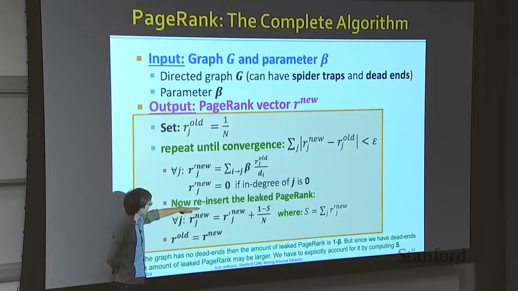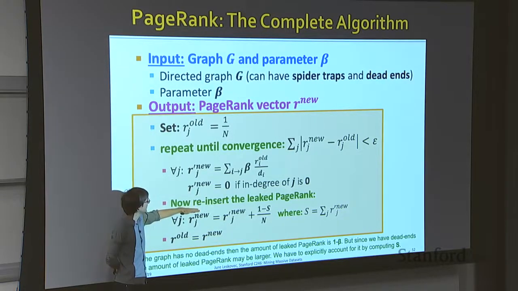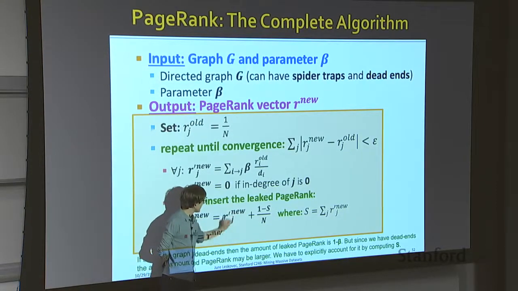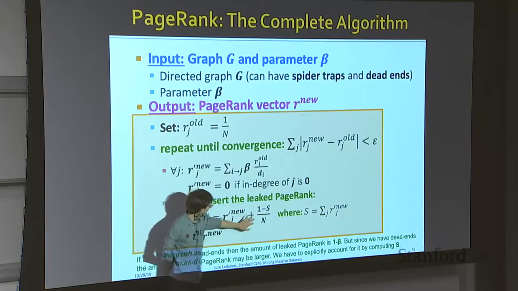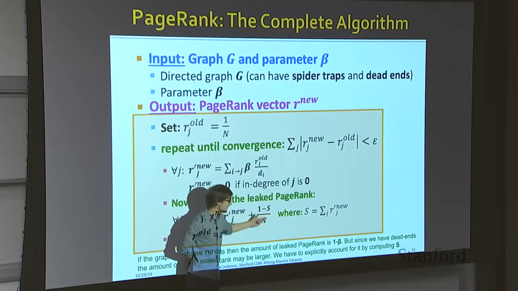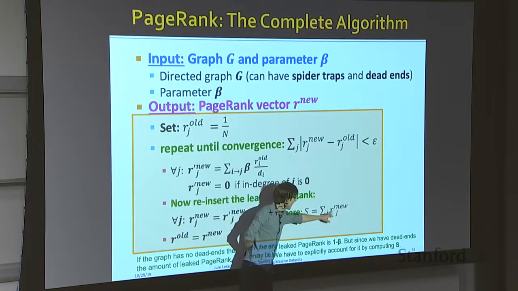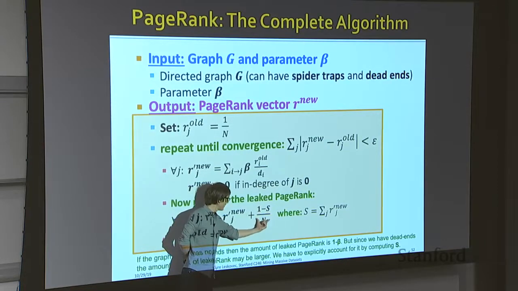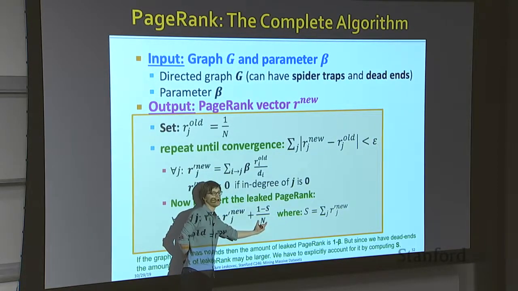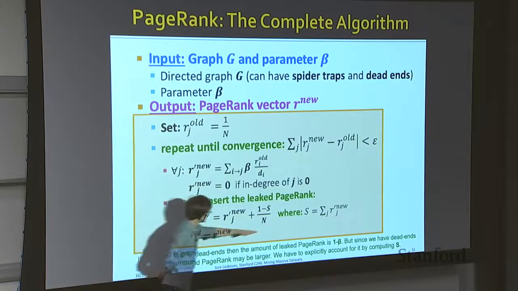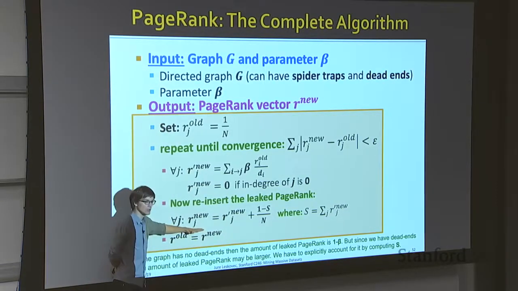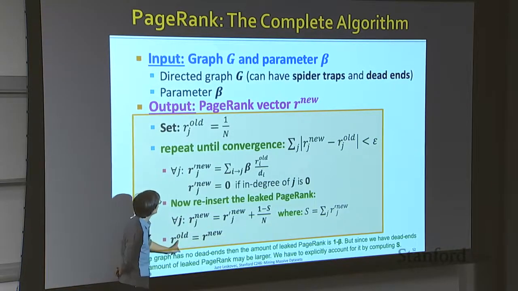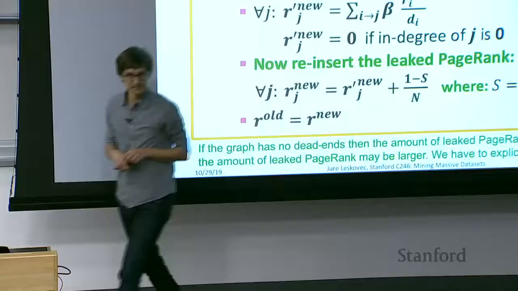Now I have to reinsert the leaked PageRank. The way I do that is to ask what this R new dash sums up to, and whatever it does not sum up to, I add to every term. So S is the sum of the R new dash, and this is how much is missing to get to 1, and each node gets one unit of that. This is inserting the leaked PageRank to get the new thing. And now R old becomes R new, and I can go back and redo it.